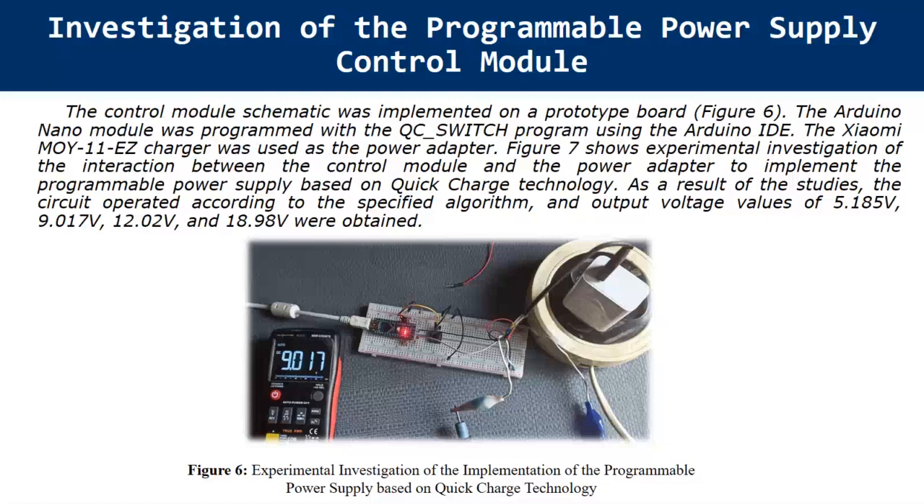As a result of the studies, the circuit operated according to the specified algorithm, and output voltage values of 5.185 volt, 9.17 volt, 12.02 volt, and 18.98 volt were obtained.